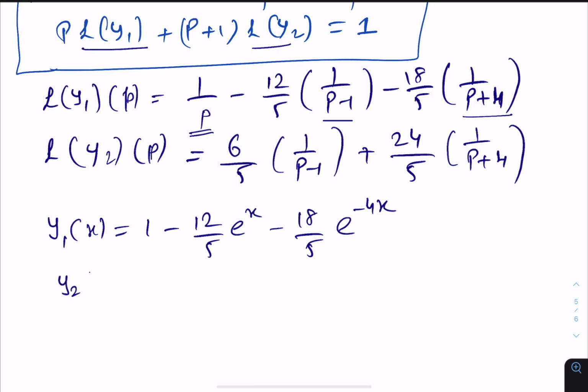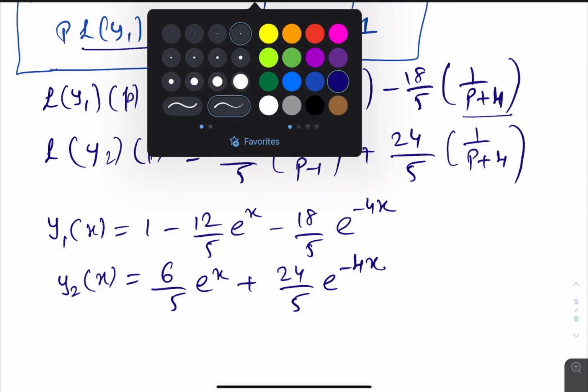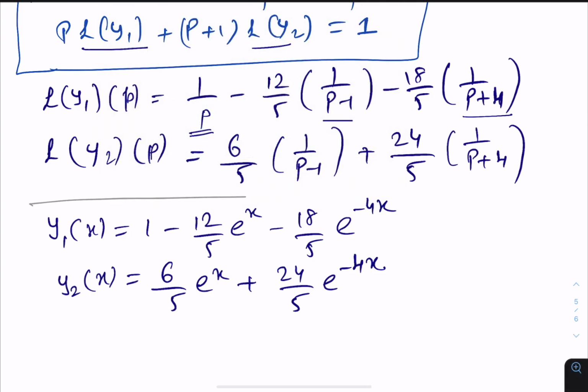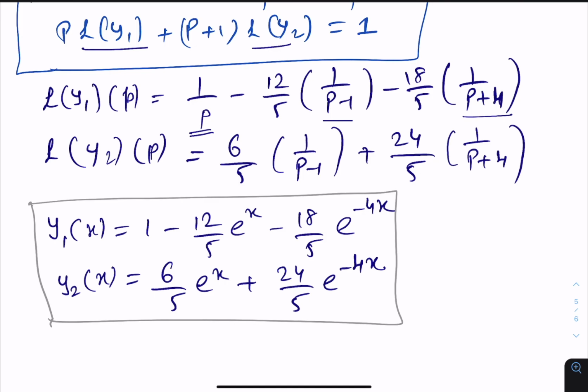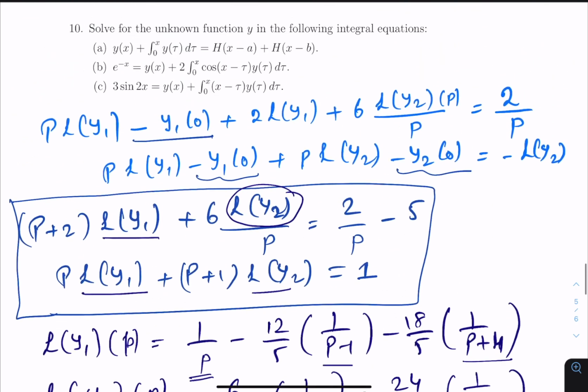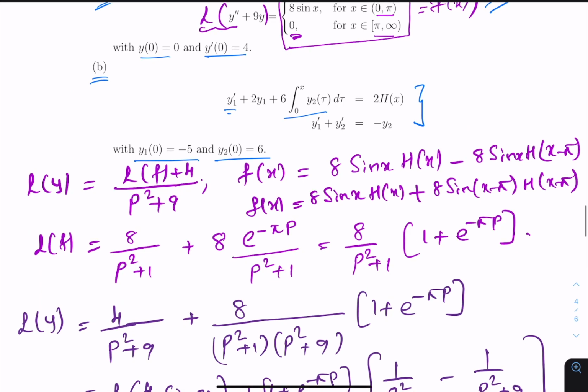Similarly, you get y2 of x to be 6 by 5 e power x plus 24 by 5 e power minus 4x, and this is the solution that you want for the integro-differential equations that we started with, the system of equations. So both the unknowns are found. Okay, so that completes problem number 9 here.